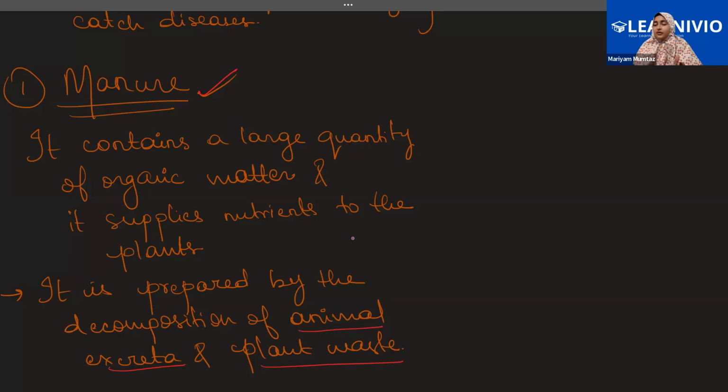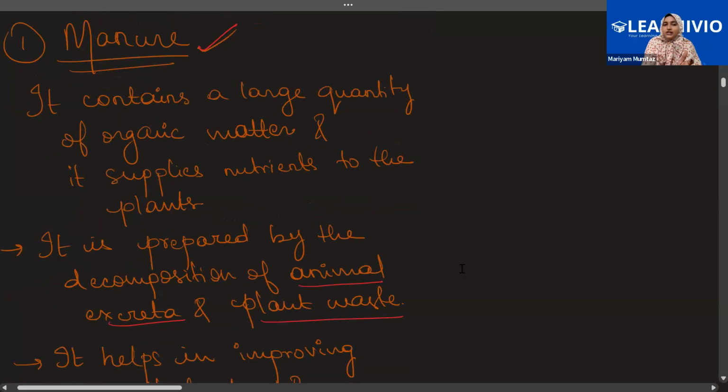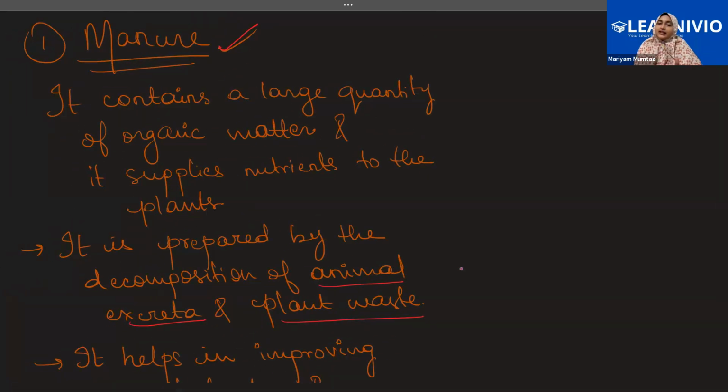How many of you have heard about manure before? Almost everyone, right? Manure is known as khad, the thing that is kept in the pots. Now, the manure contains a large quantity of organic matter. It is a reservoir. Manure has a lot of nutrients. It supplies the nutrients to the plants.